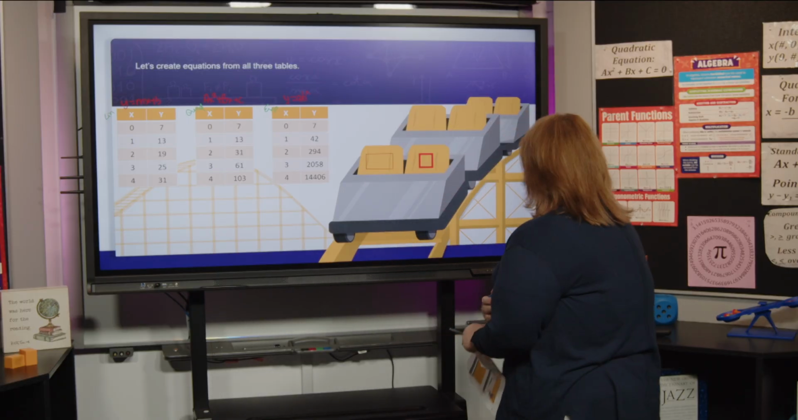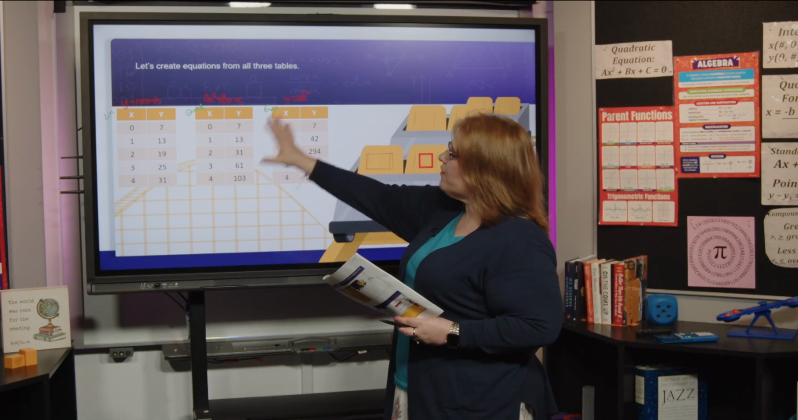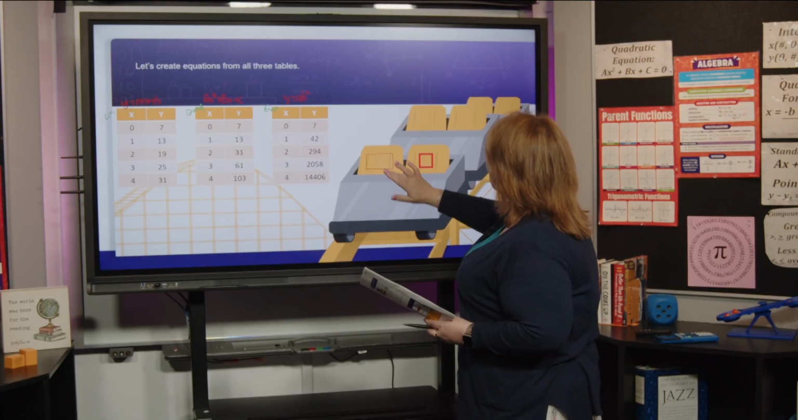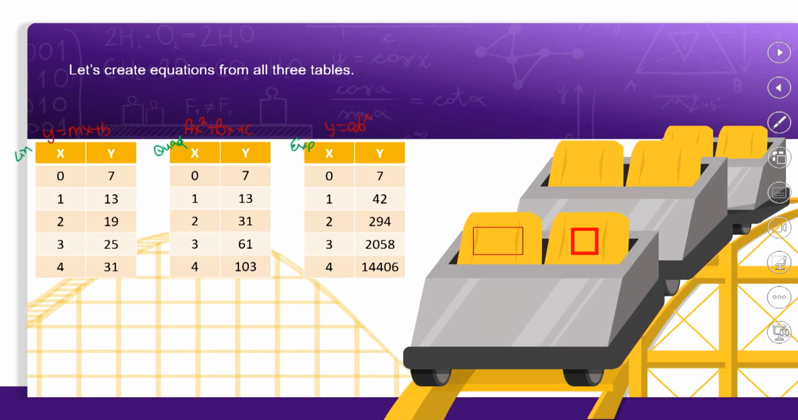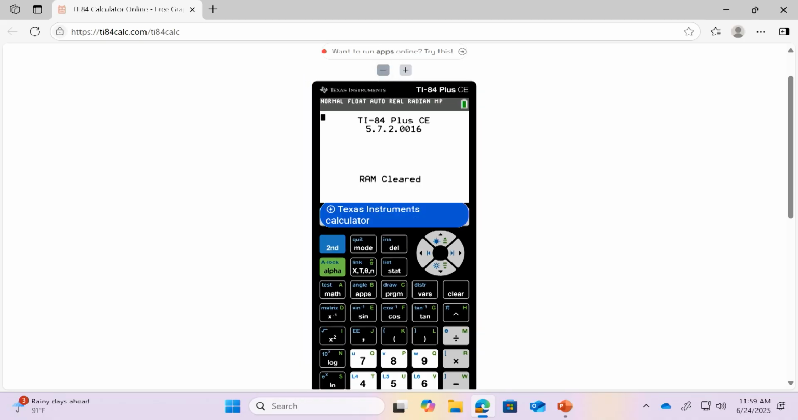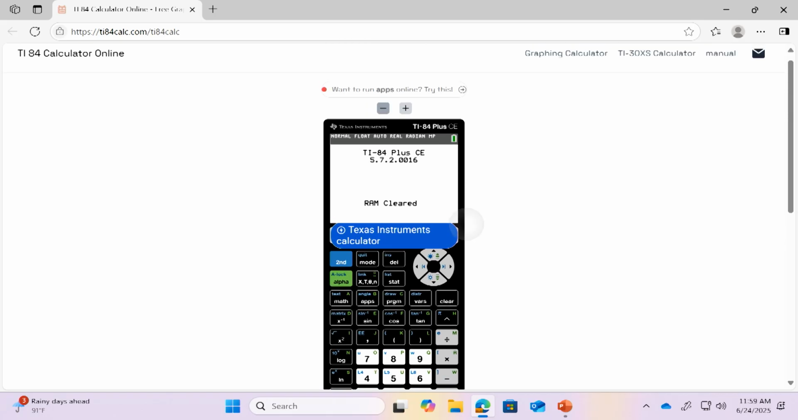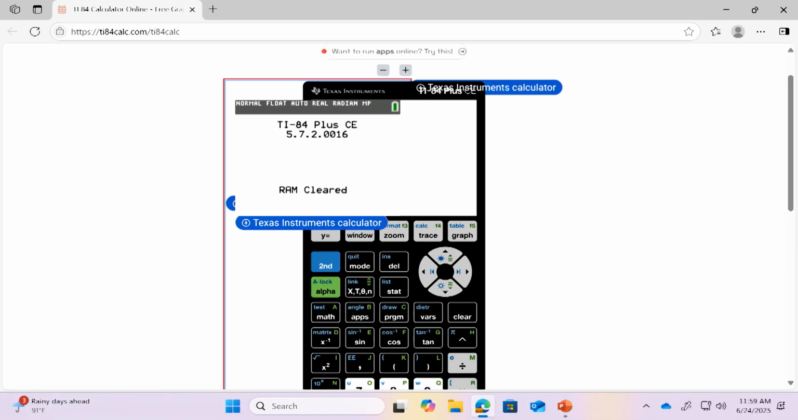So let's see. What I'm going to do is use my first table, and put that first table in my calculator. Whoops, wrong calculator. I need this calculator. All right, so everybody pull up your TI-84 calculator. I'm going to make it so everybody can see it. I'm going to pull this up, and hopefully it'll work. There we go. All right.